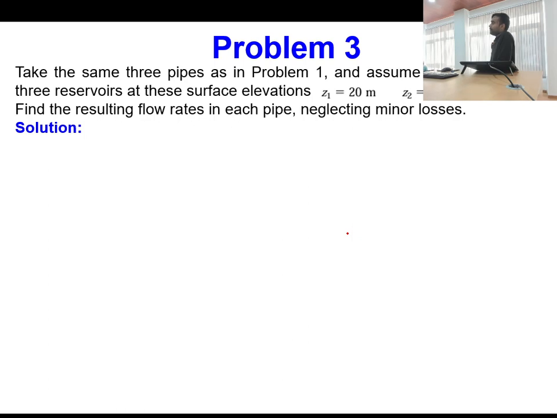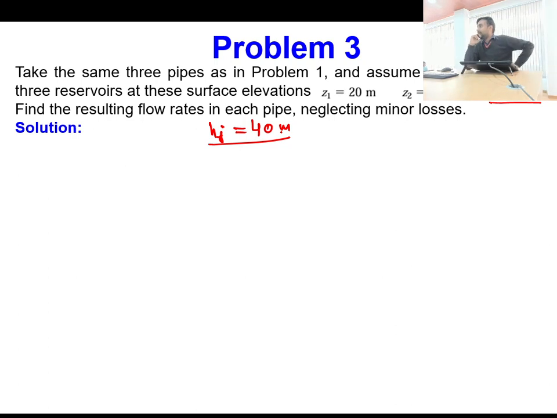Okay, so what we need to do, tell me the first step. The very first step I need to do is to assume the value of Hj. So let me assume that Hj is equal to Z3. So the first guess I have taken is that my Hj is equal to 40 meters. Okay, is this point clear? If my Hj is equal to 40 meters, then what will be happening?